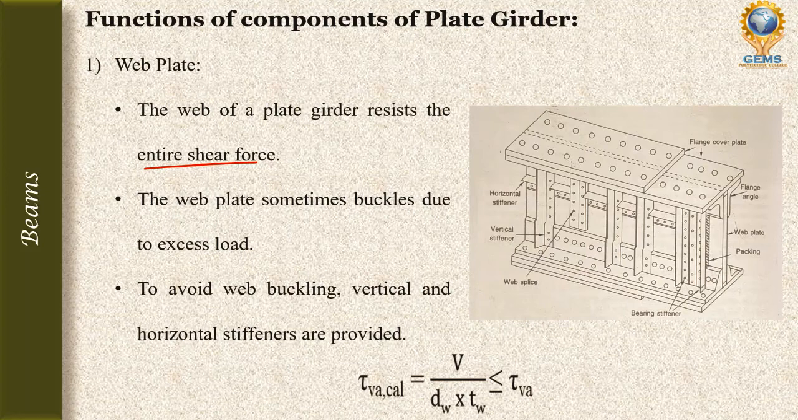So the average shear force acting on the web plate is calculated by tau VA calculated is equal to V, the maximum shear force on the girder, divided by dW, the depth of the web plate, into TW, the thickness of the web plate. This whole term should be less than or equal to tau VA, which is 0.4 Fy. So this is the function of the web plate.